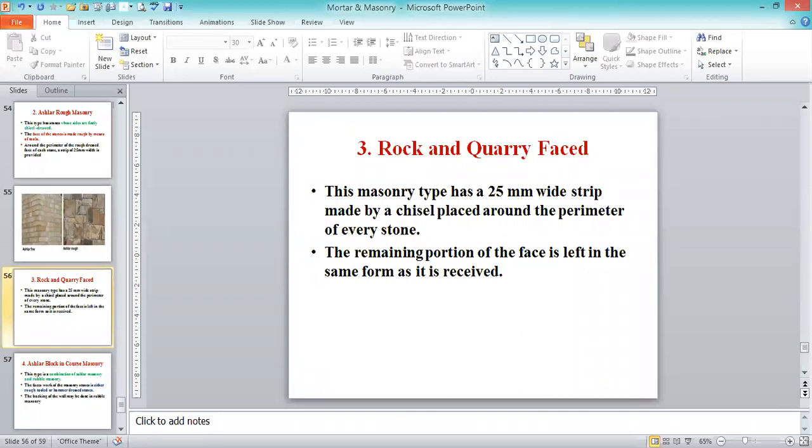This masonry has a 25 mm wide strip made by chisel placed around the perimeter of every stone. The remaining portion of the face is left in the same form as it is received, as it is, how we get it from the quarry, we take it out and use it.